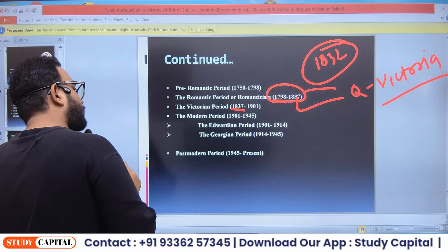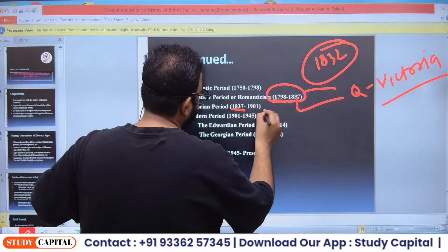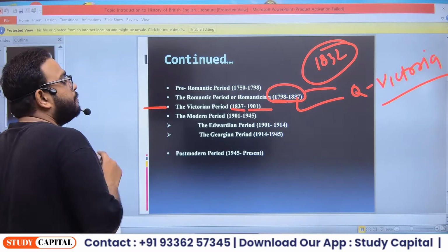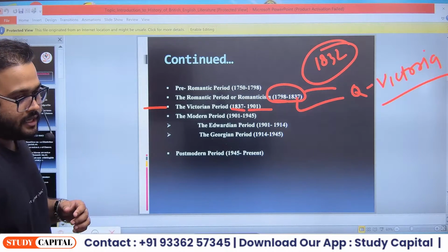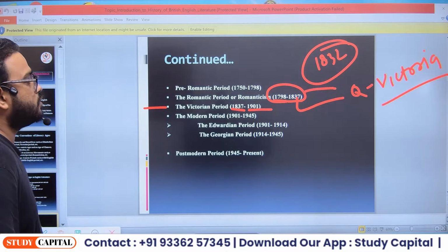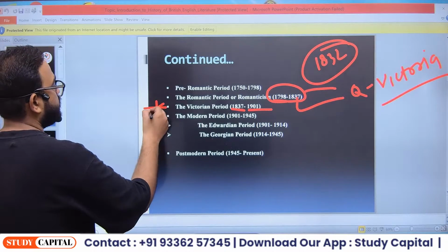तो 37 में जब क्वीन विक्टोरिया बनी, 1901 में when she died, so many things will happen. She'll become the Empress of India as well. बहुत सी चीजें होंगी इस टाइम फ्रेम में, इंडिया के अंदर बहुत सी चीजें इंट्रोड्यूस होंगी. तो ये पीरियड भी उस पॉइंट ऑफ व्यू से बहुत इंपॉर्टेंट है.